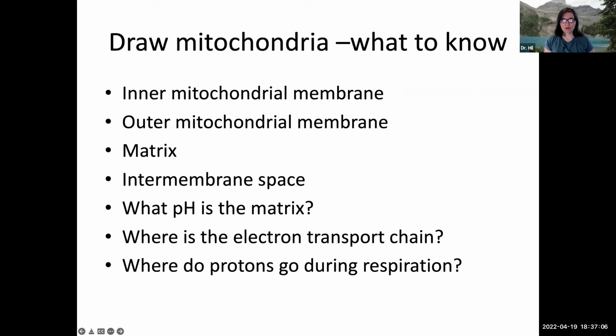What, if you know or want to guess, is the pH of the matrix? The matrix has a pH. What is it? When we get to metabolism, this will be somewhat helpful to know. And you can just ballpark it and say neutral, acidic, or alkaline.